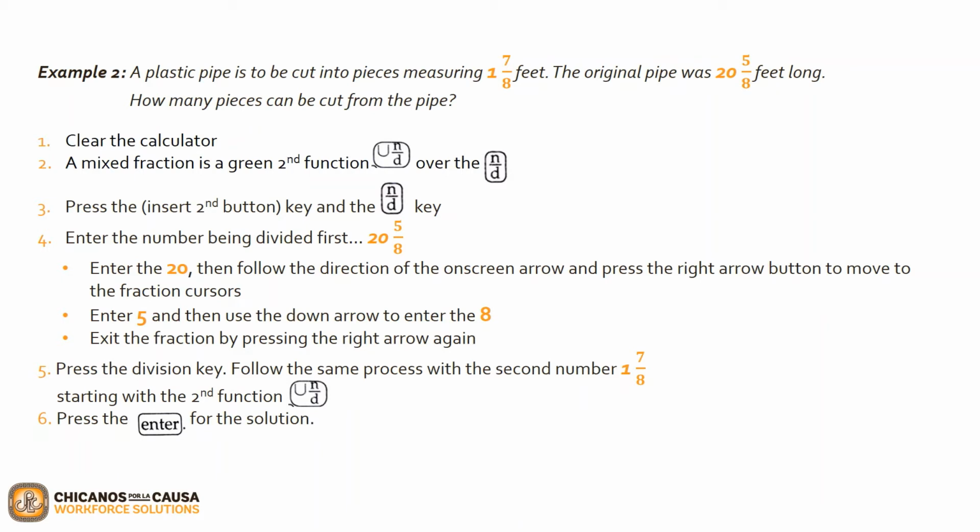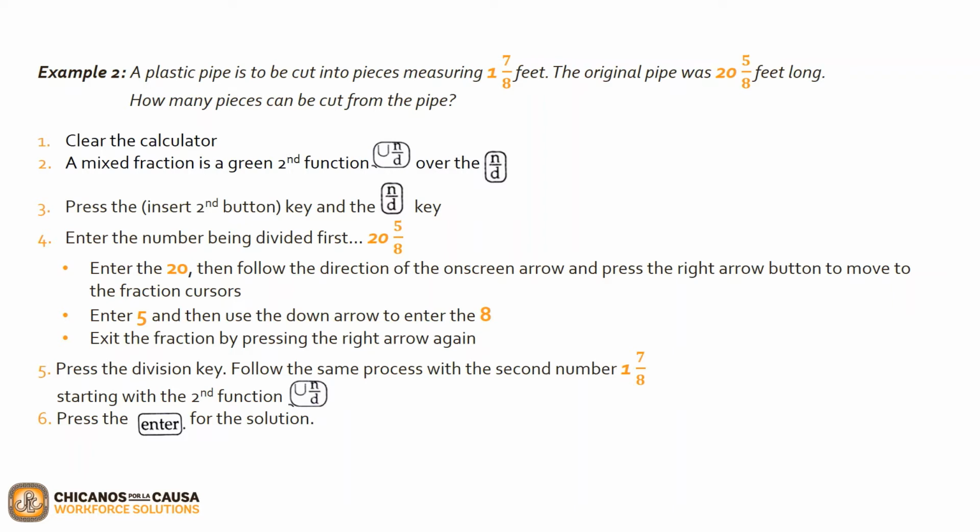Okay everyone, this is our last example. It reads, a plastic pipe is about to be cut into pieces measuring 1 7/8 feet. The original pipe was 20 5/8 feet long. How many pieces can be cut from the pipe? So this is another great example that you can use your calculator on. So again, go ahead and clear your calculator.